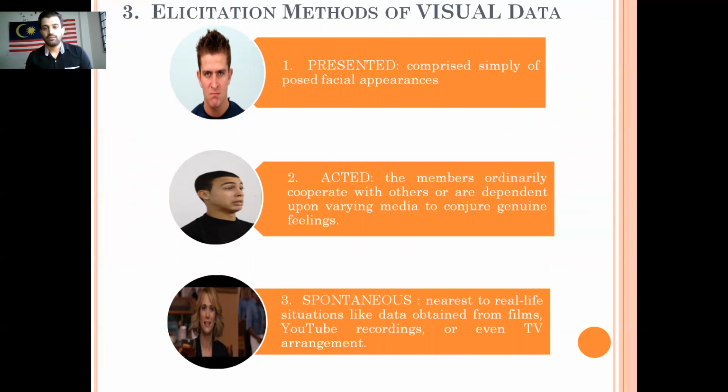For example, I am visiting a doctor and I am having a conversation with him about my condition, and the doctor is recording all that conversation, and that can be used as information for building a depression detection data set. So these are the three data gathering methods: the presented, active, and spontaneous.